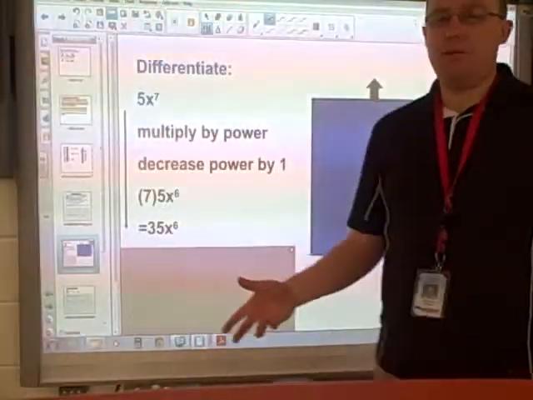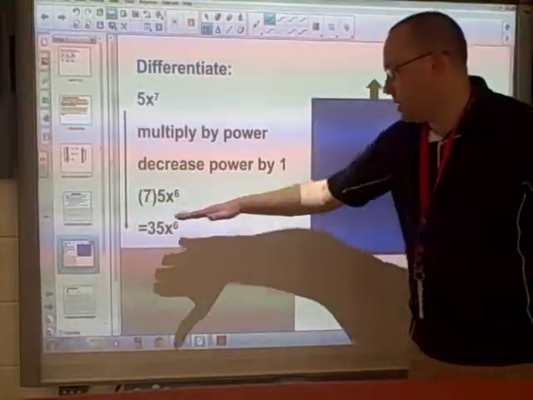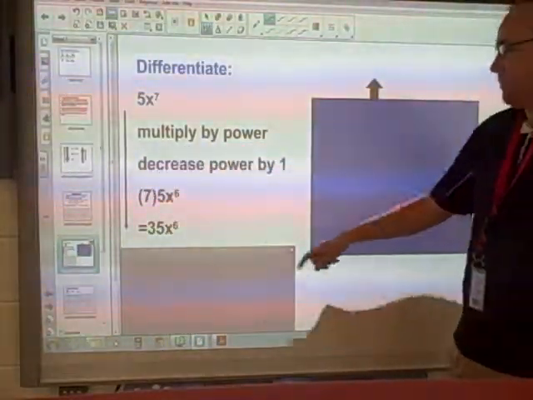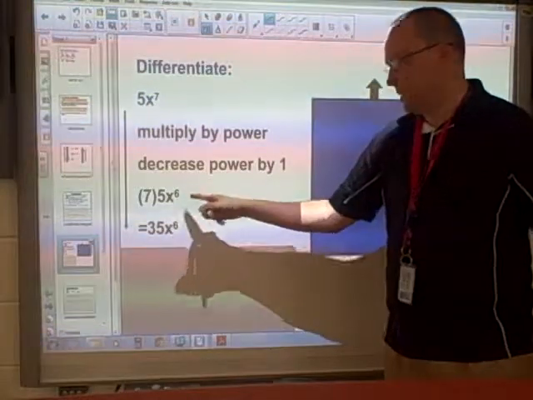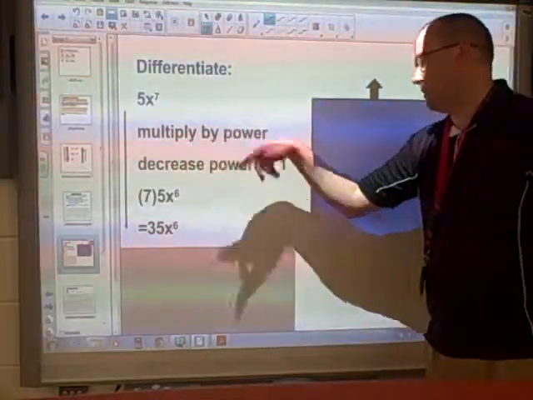Now if we're going to integrate, we're going to do the reverse of that. So we're going to go back up this list here. We're going to increase the power by 1, so x to the 6 would be x to the 7. And then instead of multiplying by the power, we're going to divide by the power.